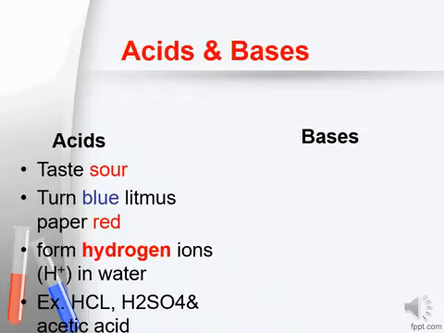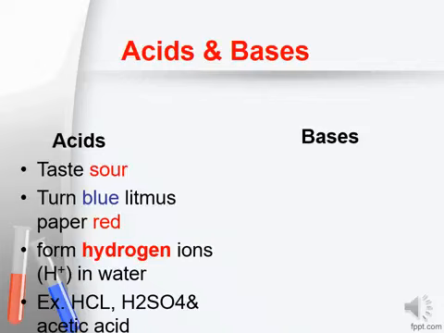What about the definition of acids? Acids are hydrogen donors. It means that they liberate hydrogen when they are present in water. Again, acids taste sour, they turn blue litmus paper into red, and they form hydrogen ions when present in water. What are examples of acids? Strong acids such as HCl, which is hydrochloric acid, sulfuric acid, which is H2SO4, and acetic acid.